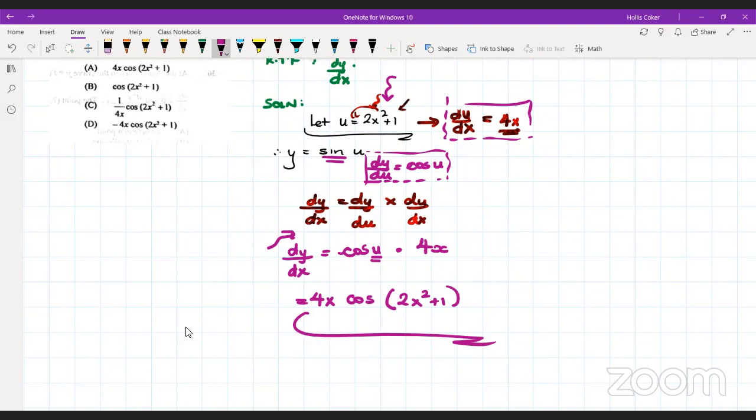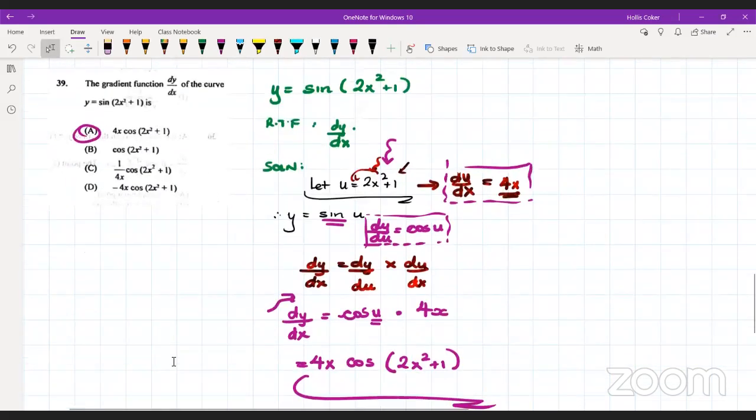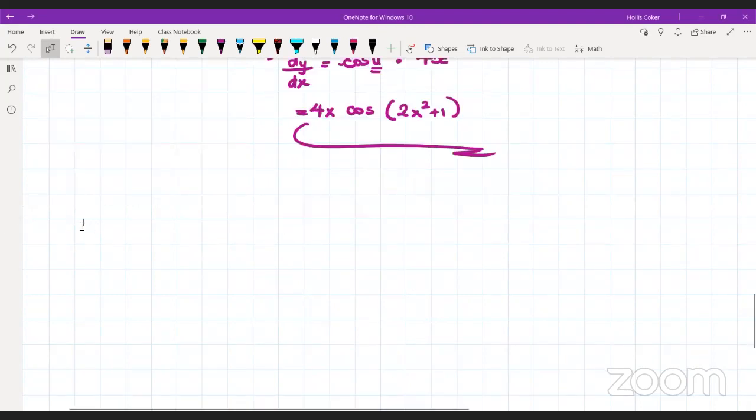Easy? Very. What else? So could you go over number 44? Number 44. I just want to make sure I have that one correct.